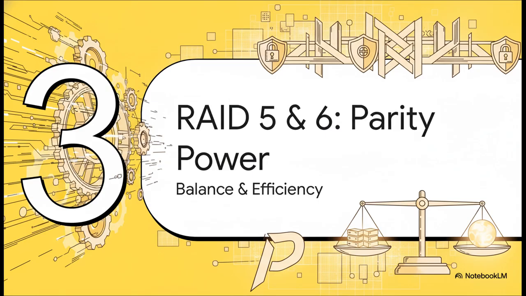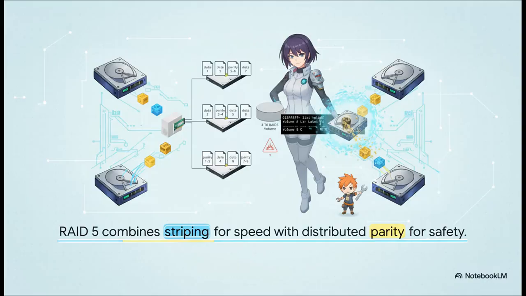Well, that's where RAID 5 and 6 come into play, and they do it using a really clever idea called parity. RAID 5 is super popular in the business world because it's a fantastic middle ground. Just like RAID 0, it stripes data across multiple drives so you get really good read speeds. But here's the clever part. It also adds in a special piece of data called parity.